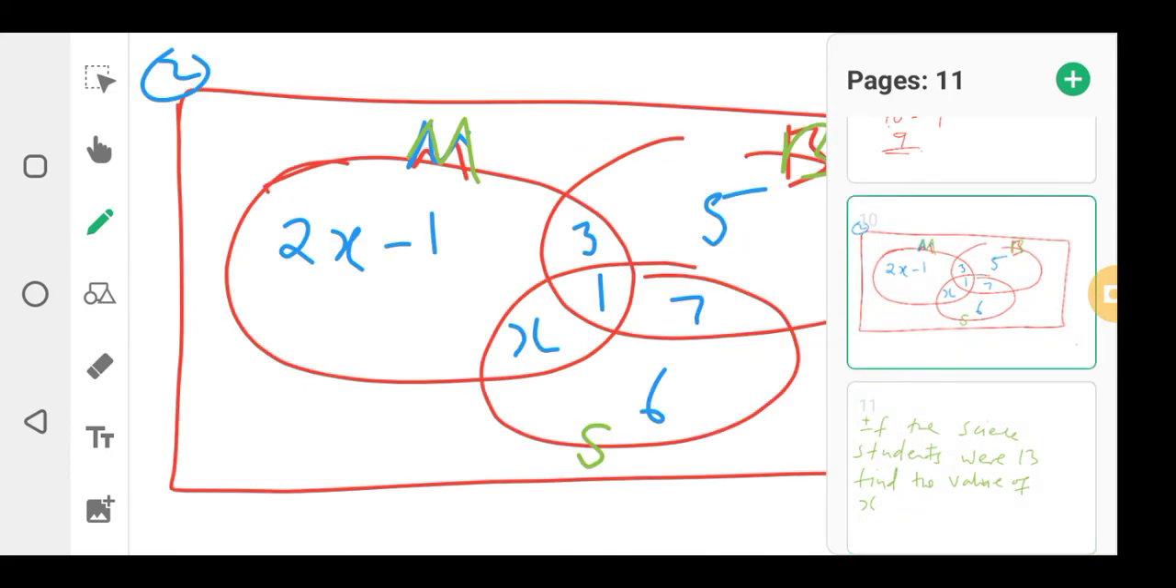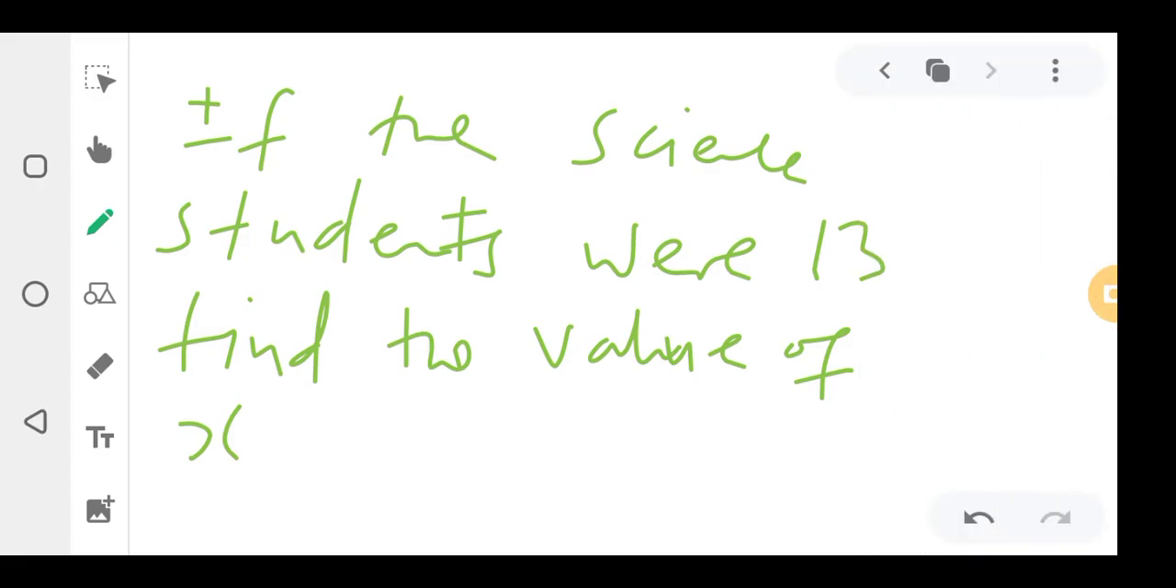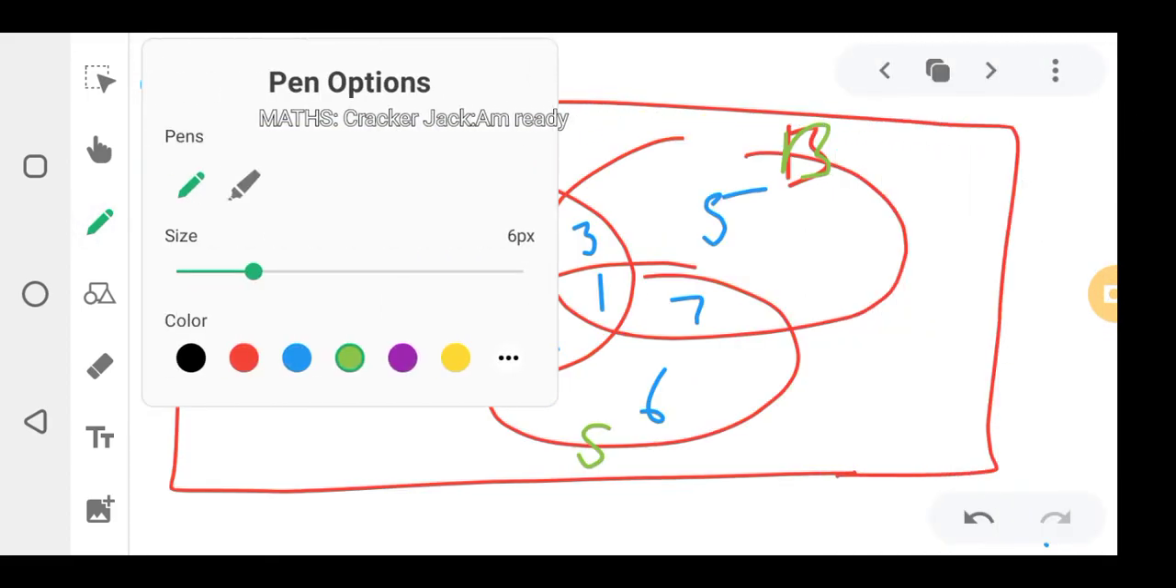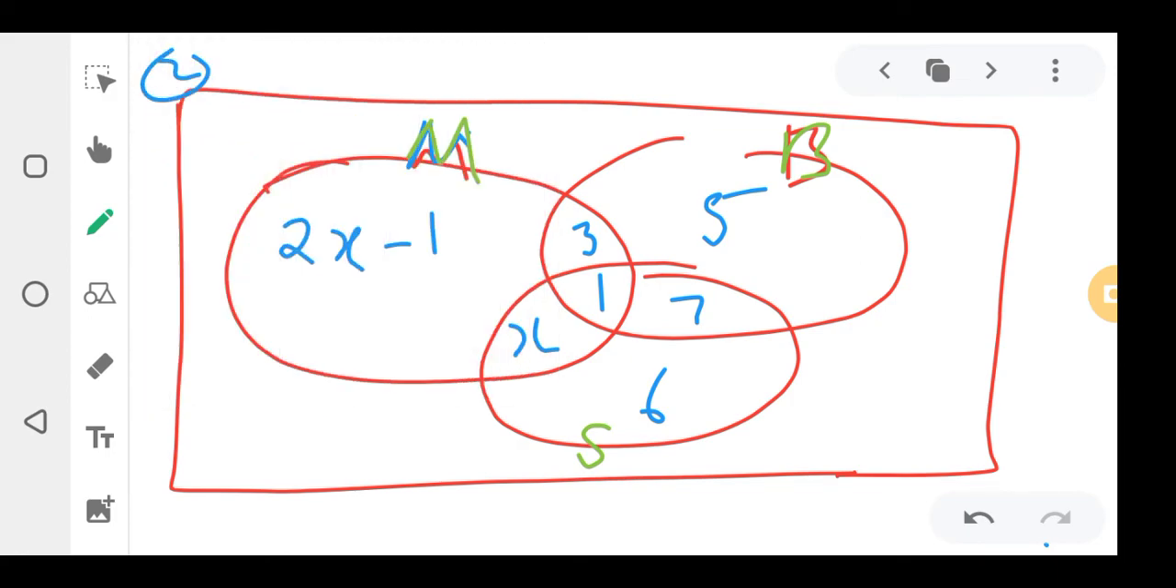So I said, actually not science students, I mean if the math students were 13, find the value of x. So you go to the circle for maths, because they said the math students were 13. So the entire circle, all these numbers in the math circle, when you add them, should give you 13.